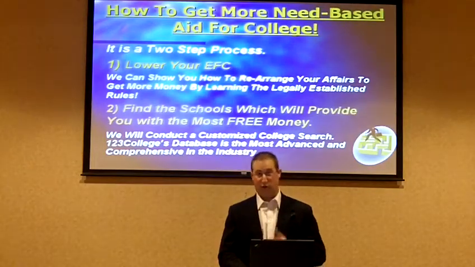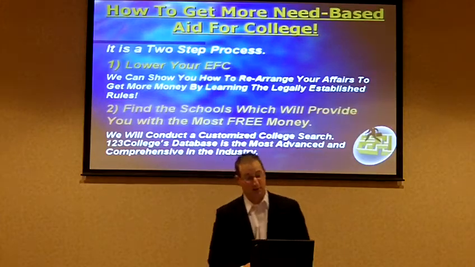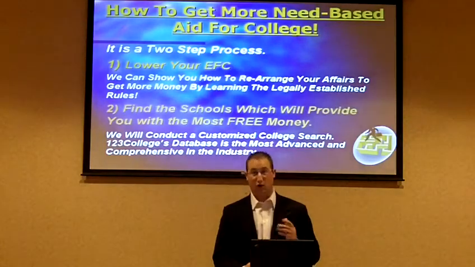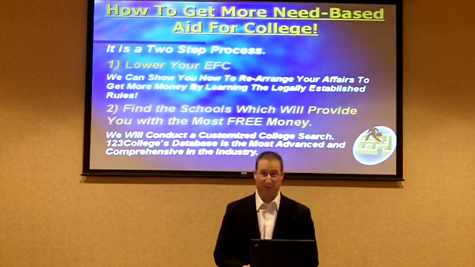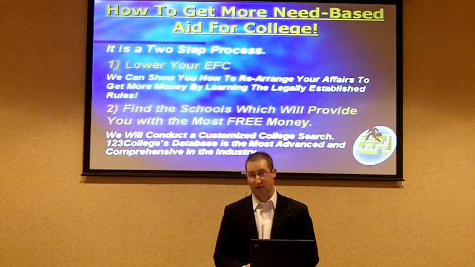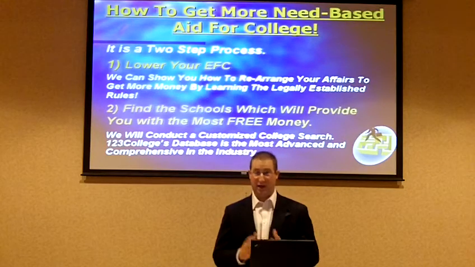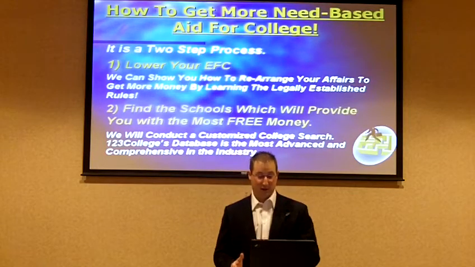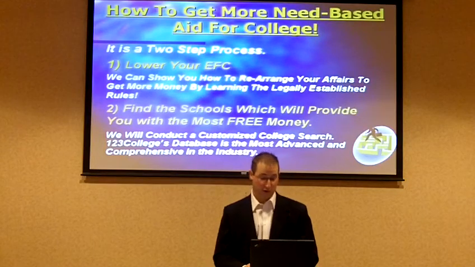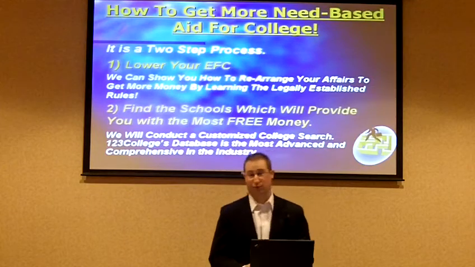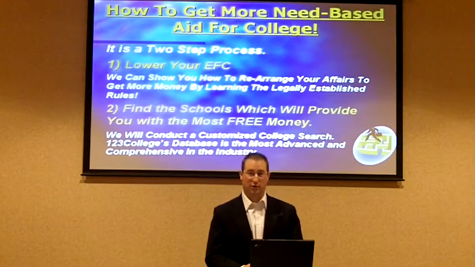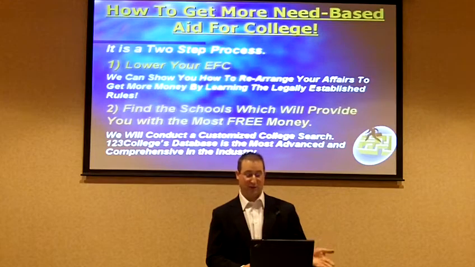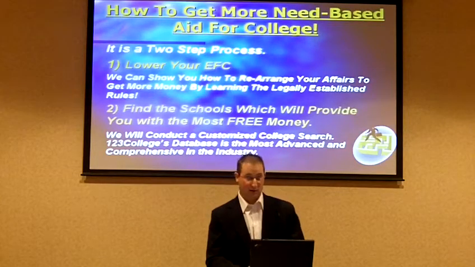So basically the way we do that is two steps. One is we lower that expected family contribution. So if it looks like you really aren't able to pay as much, then they're actually going to provide more for you. The second thing we do is we look at the different schools you're applying to and determine which one of those schools will give you the most of that remaining financial need and help you out.